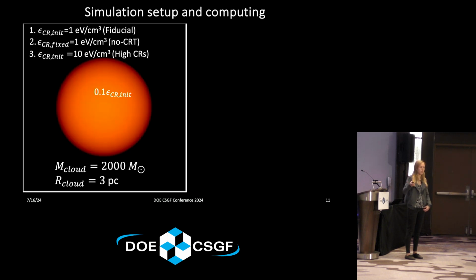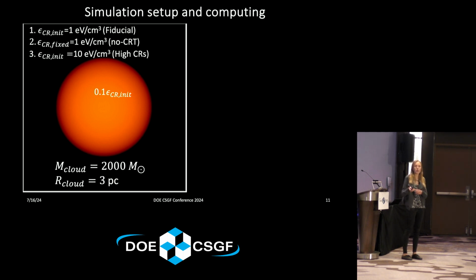For our simulation setups, we start with a uniform cloud of gas, 2,000 solar masses in a less dense medium, similar to all the previous StarForge simulations. We run a number of simulations with different variations. The ones I'm going to talk about today are: a fiducial simulation starting with 1 electron volt per centimeter cubed for the initial cosmic ray energy density, which would be similar to a molecular cloud with our solar neighborhood value. Then we also run one with 10 electron volts per centimeter cubed. This would be a region with a high cosmic ray energy density.